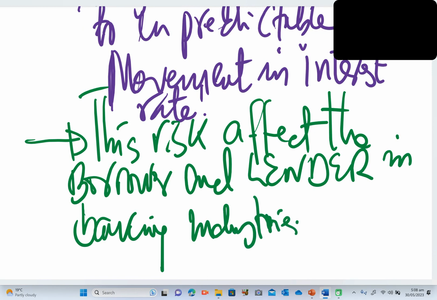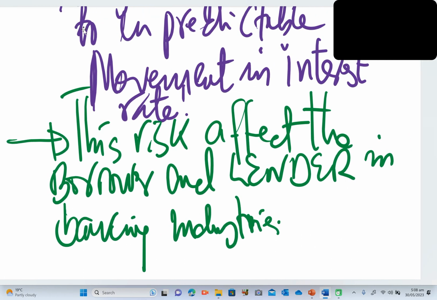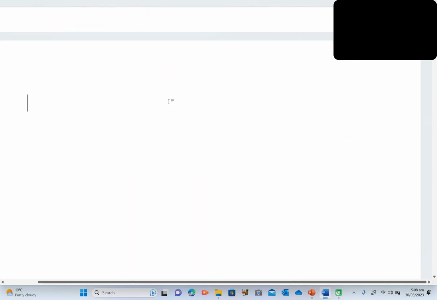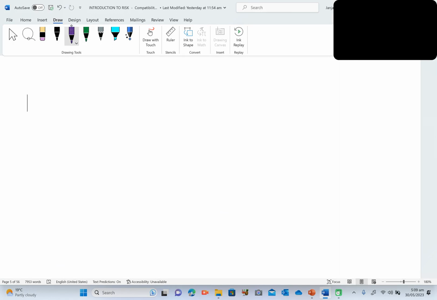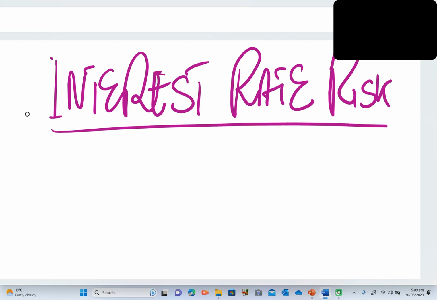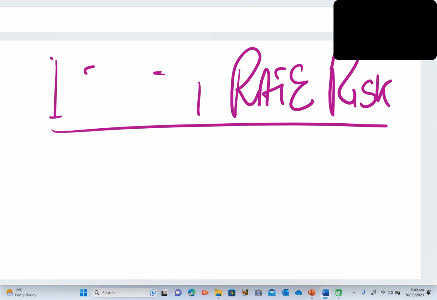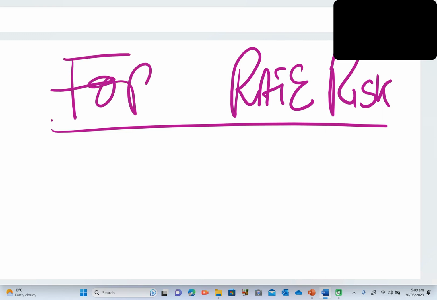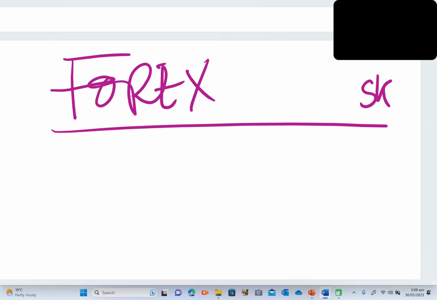Kwa hiyo kule benki. Sasa mimi leo siongelei interest rate risk, never on the earth. Naongelea nini? Sasa. Hapa sasa tumeelewa. So tutaongelea hiyo nyingine baadaye. Kwa lazima tuwe specific to our discussion. Manake sasa we must be specific. Sorry. Forex risk. We are talking on a forex risk.